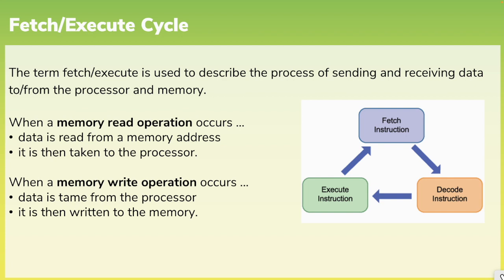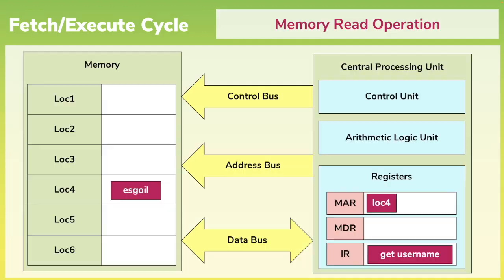As we said, the term fetch execute is used to describe the process of sending and receiving data to and from the processor and memory. Within the fetch execute cycle, there are two different kinds of operation. A memory read operation, where data is read from memory and is taken into the processor, and a memory write operation, where data is taken from the processor and it is written into memory.